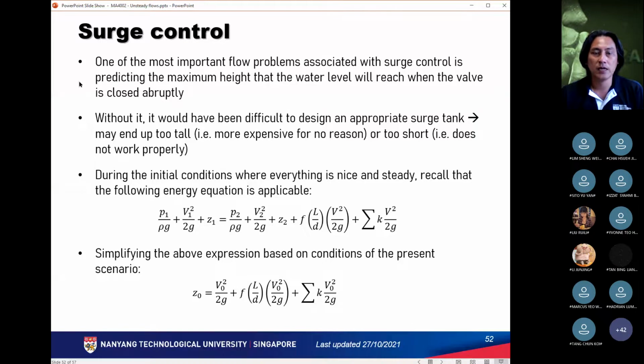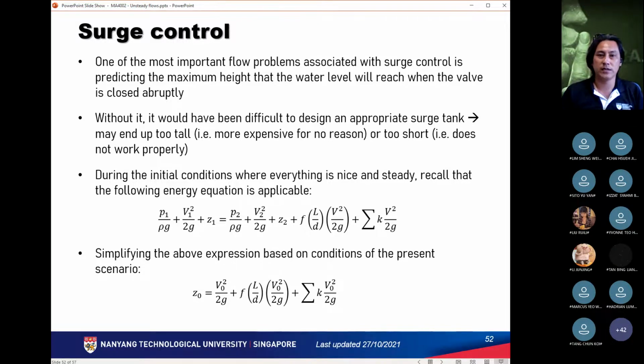Now, one of the most important fluid flow problems if you're talking about surge control is to predict the maximum level that the water will reach within the surge tank. Because if you think about it, you have no idea how high the water level is going to go in the surge tank. You may end up with a surge tank that's way too tall. Imagine, let's say in reality the water level increase is probably 2 meters, but you're going to build a 10-meter silo.